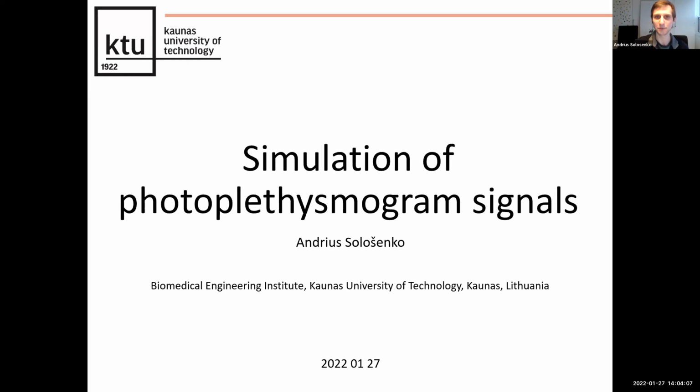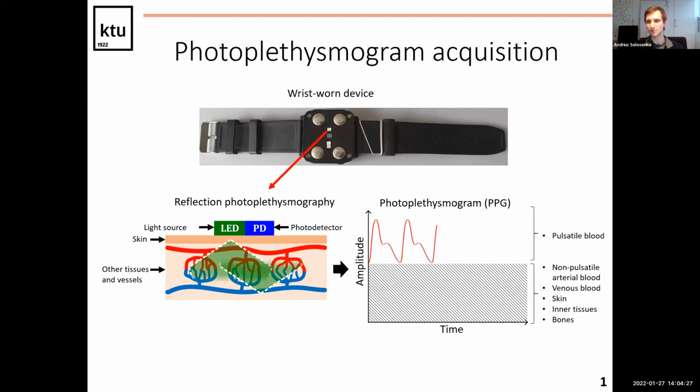Right, I'm going to introduce our model for simulating photoplethysmography signals, which was intended for assessment of atrial fibrillation detection algorithms. Since I'm the first speaker, I'll briefly introduce the process of PPG acquisition. Basically, it is the difference of light absorption in oxygenated and deoxygenated blood, which results in these typical pulsations.